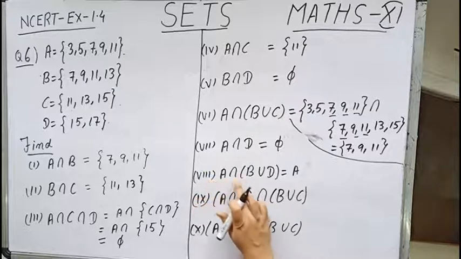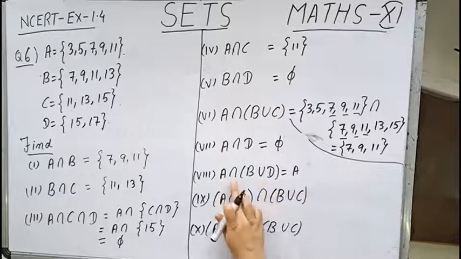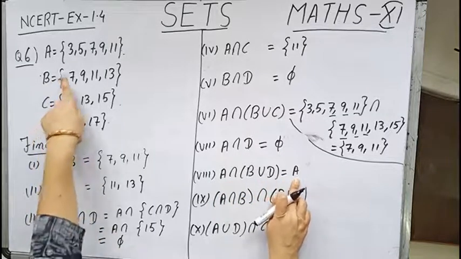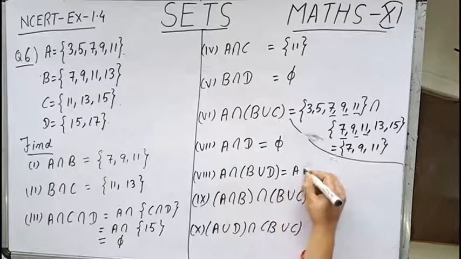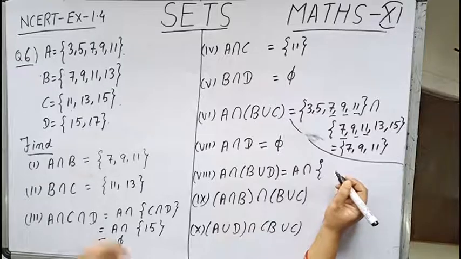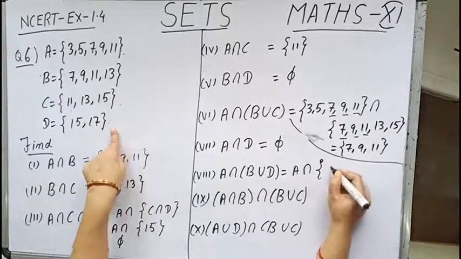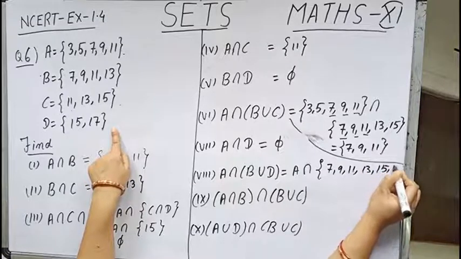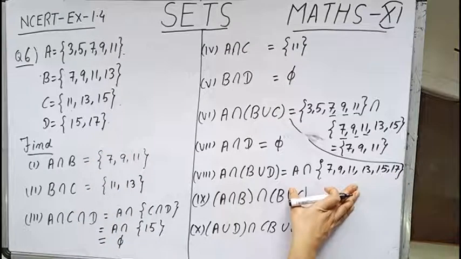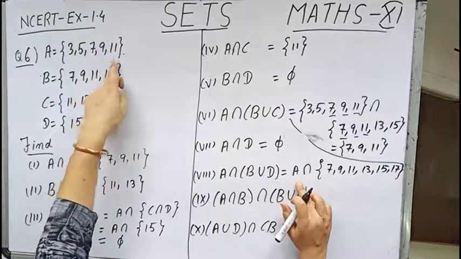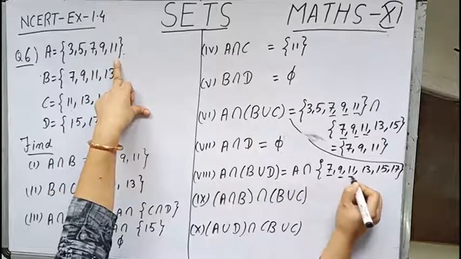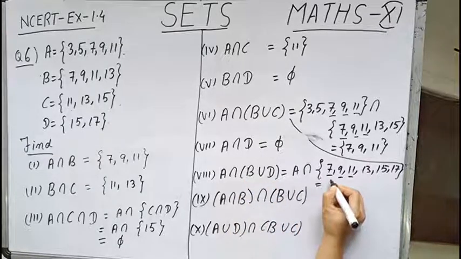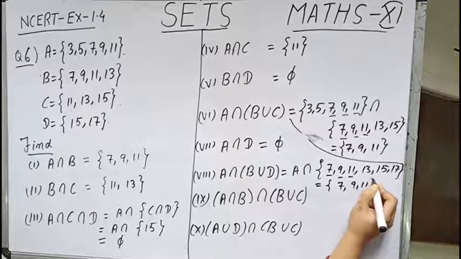Question number 8 is saying A intersection, B union D. Now children, over here since space is less, I am simply writing the set A. You can write the elements of the set A over here. So A intersection, now B union D. B union D is the union of these two sets which will be equal to 7, 9, 11, 13, 15 and 17. So we have to intersect these two. Now A is 3, 5, 7, 9, 11. So 7, 9, 11 is common to both A and the set B union D. So the answer over here will be 7, 9, 11.